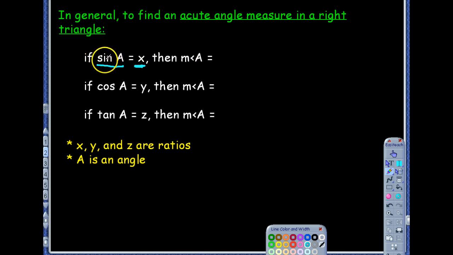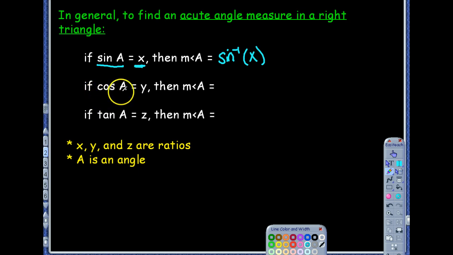And to undo a sine, that inverse function is an inverse sine. So we're going to take the inverse sine, not sine -1. Yes, that's what it looks like, but it's the inverse sine of the ratio that you're given. And that ratio could be in fraction form. It could be given in decimal form. The same idea applies with all of these.